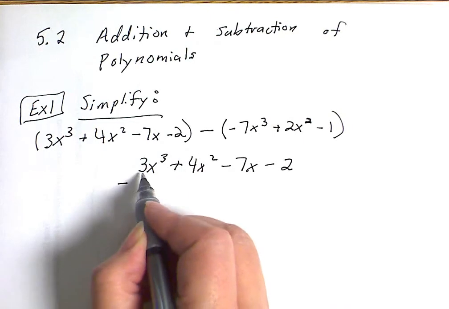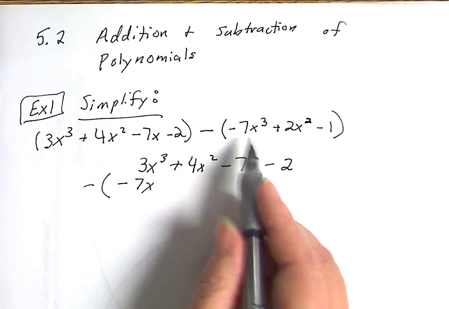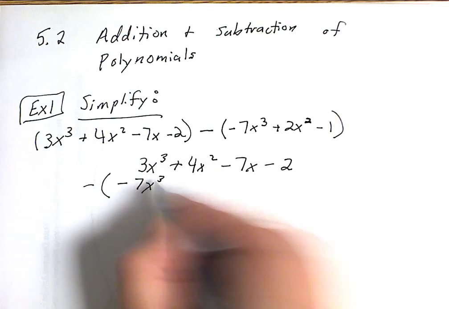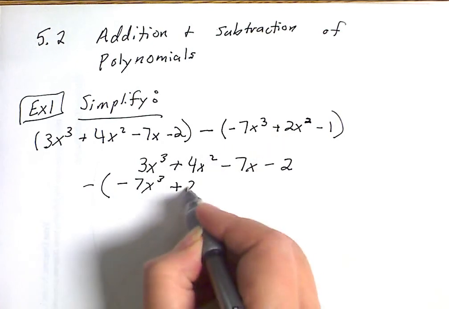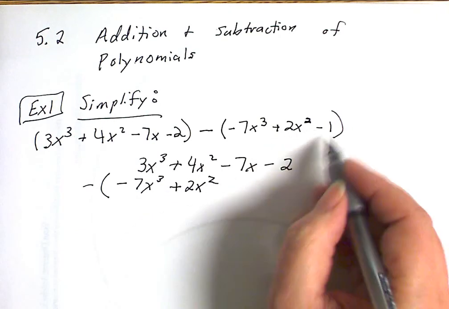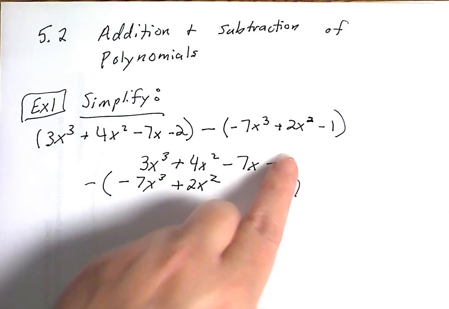So we have minus, and we're going to be subtracting this polynomial. So minus 7x cubed plus 2x squared. I don't have any x's, so I'm not going to put anything there, minus 1. So all I did was line up the like terms just so you can see what like terms look like.